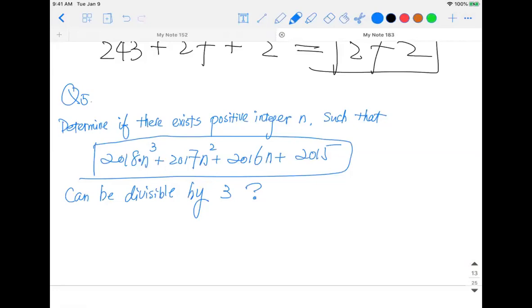Somebody will ask me, is n part of 2019? No, it's 2018 times n cube plus 2017 times n square plus 2016 times n plus 2015. So this is a long expression, right? The question they ask you, please determine, can you find an n to make sure this big expression can be divisible by 3 or not?